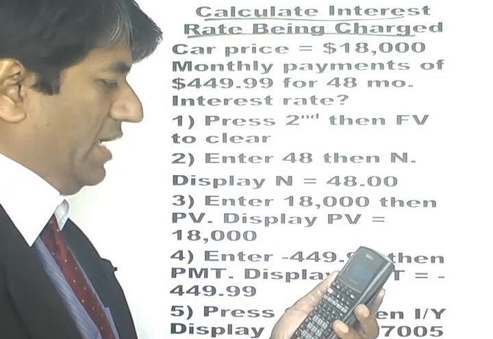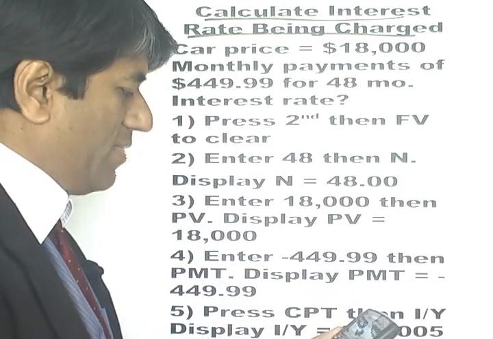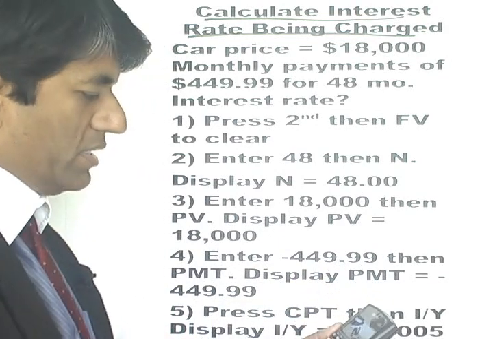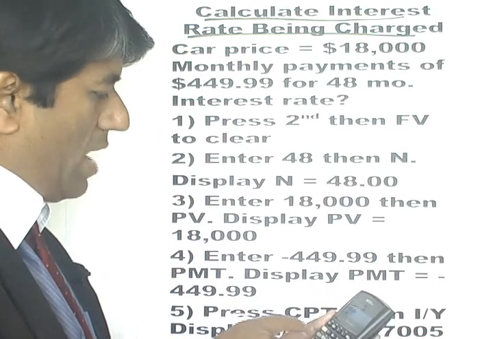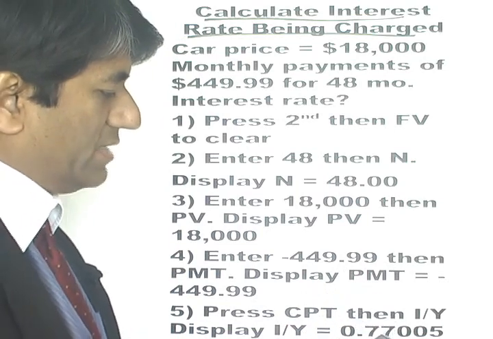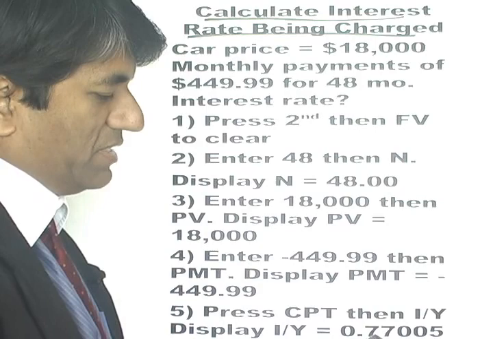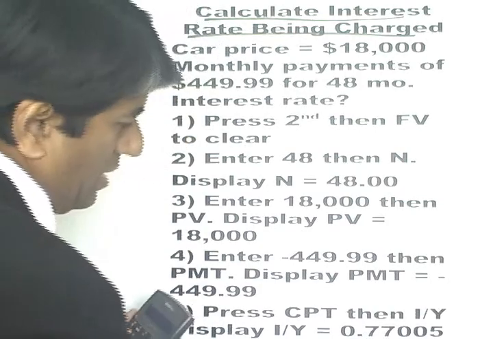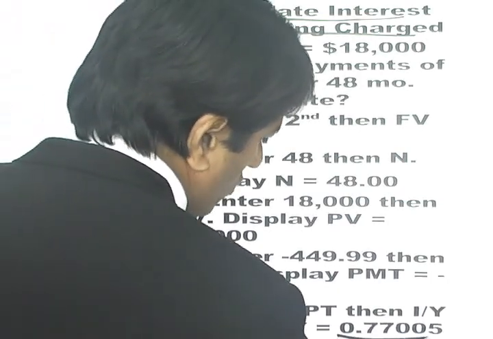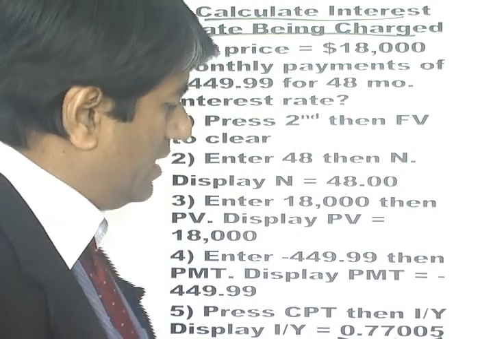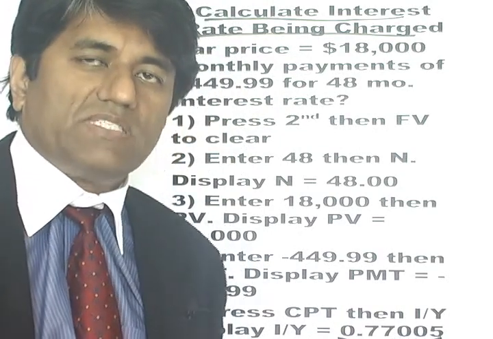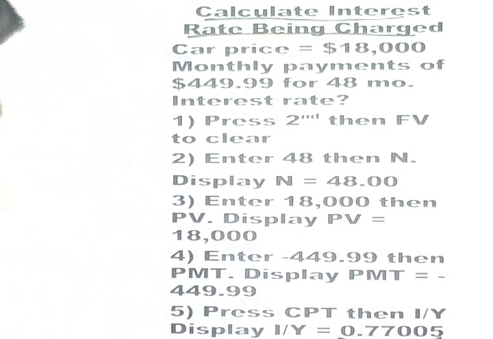So hit CPT, and then you can ask what the I/Y is. You hit I/Y, and it says it is 0.77005. So your monthly interest rate is about 0.77%.